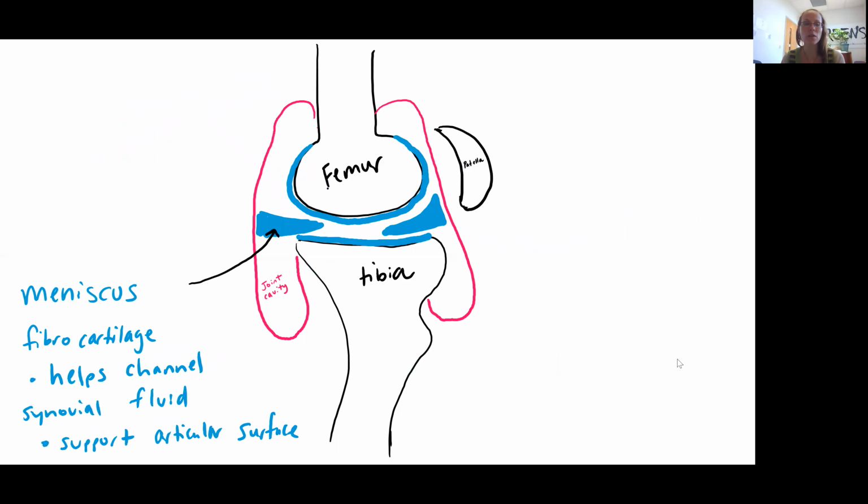Inside the joint, you also have the specialized pads of fibrocartilage forming what is called a meniscus. Menisci, with the i ending, would be the plural form of the word. This is going to help channel synovial fluid. So it sort of acts as little sponges, soaking up fluid, and then as you bend the joint and squish that meniscus, you're going to move and propel some of that fluid. So movement of the joint is important in actually circulating that fluid through the joint. And then we also see that the menisci help to support the articular surfaces.